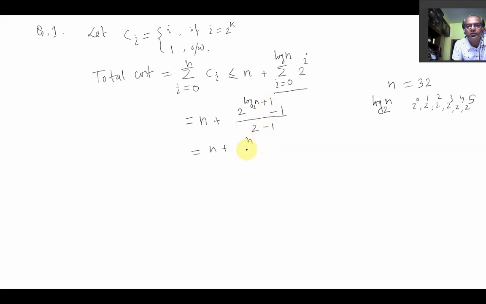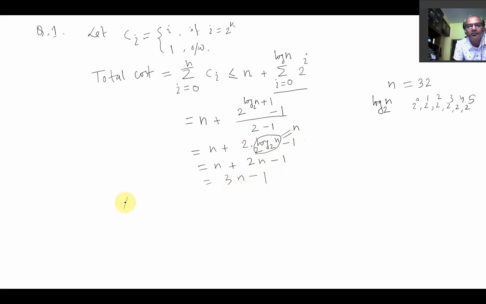This is basically, you can write here 2 power, better you write, 2 into 2 power log n base 2 minus 1 implies n plus twice this, 2 into 2 power log n. So this is 2 into n, because all of you know about this, this is basically equal to n, right? So 2n minus 1, this is basically 3n minus 1. So total cost is 3n minus 1.